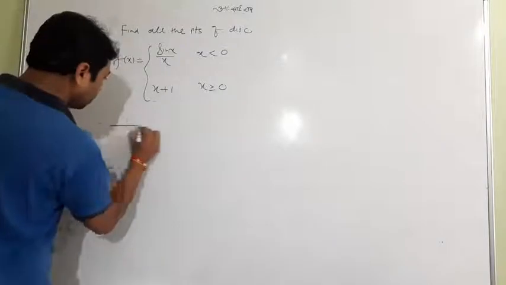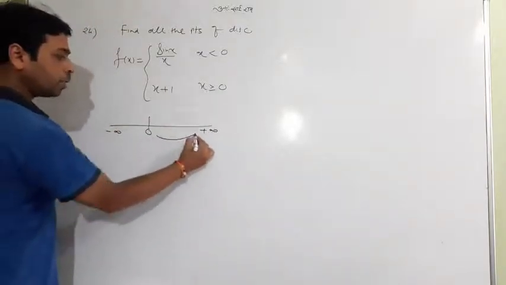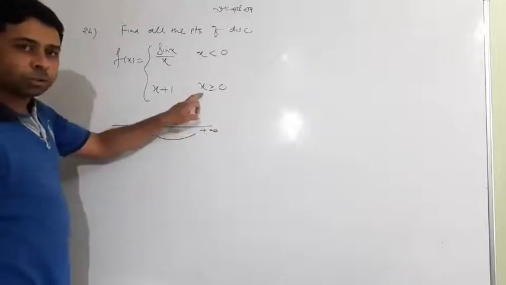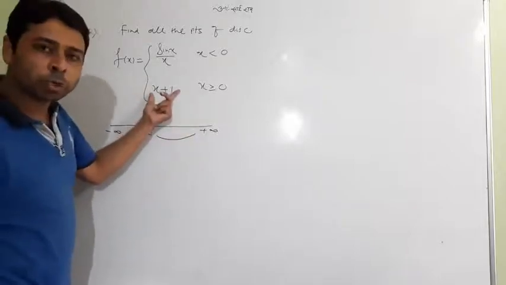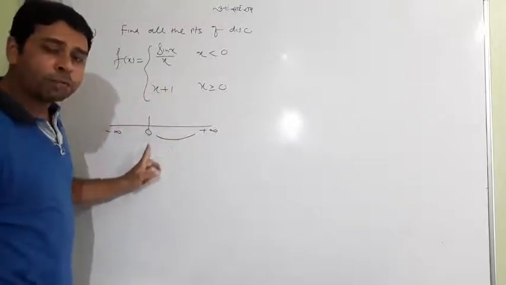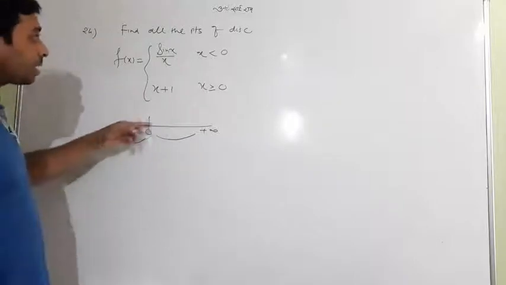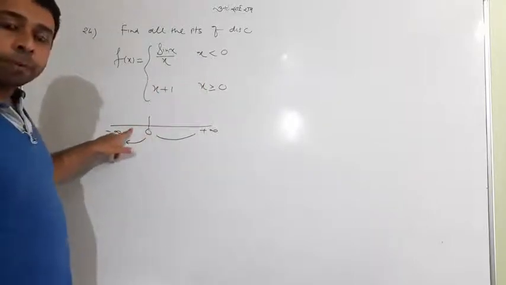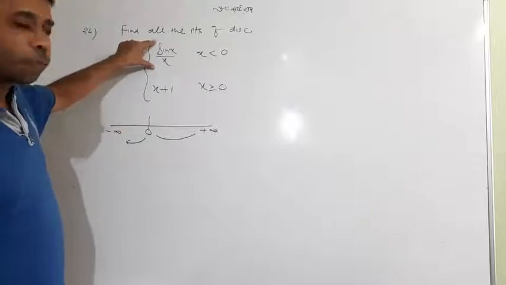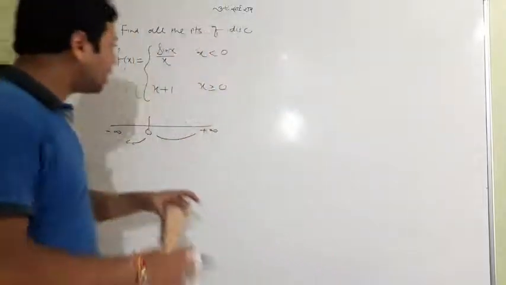Look at this. This is 0, this is plus infinity, this is minus infinity. For x greater than 0, the function will be x plus 1. The right hand limit and left hand limit for all values of x greater than 0 will be the same. When x is less than 0, the right hand limit and left hand limit will also be the same. So the function will be continuous. So we only discuss the continuity at exactly 0.